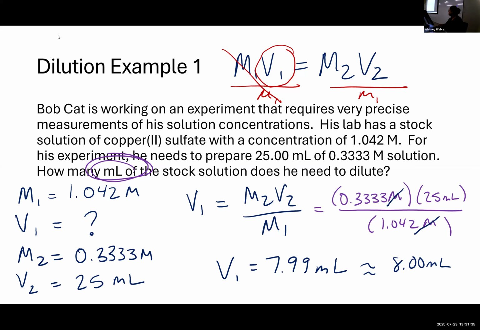So for me to make this new dilution, if I go back to the previous slide, I would need to take 8 milliliters of my stock 1.042 molar solution, move it to a piece of glassware that measured 25 milliliters, and then add enough liquid water to it until it hit 25 milliliters. So that's how this equation is being set up.